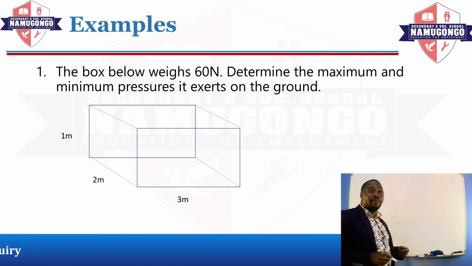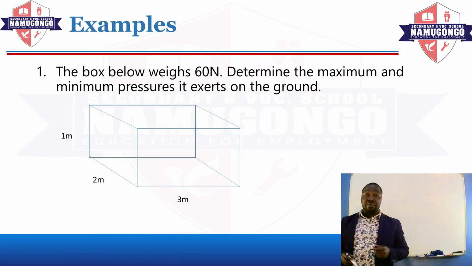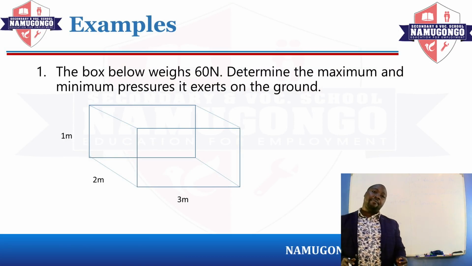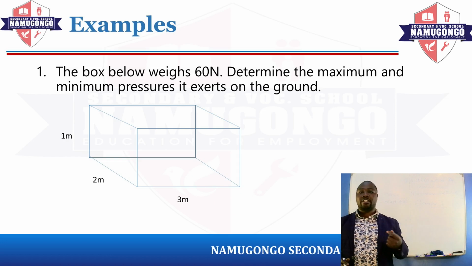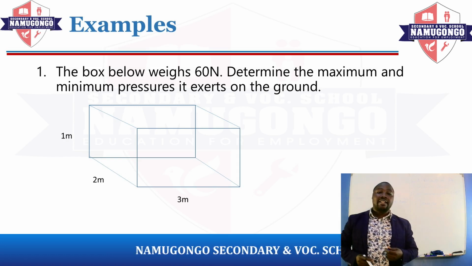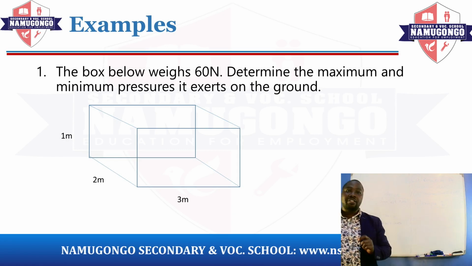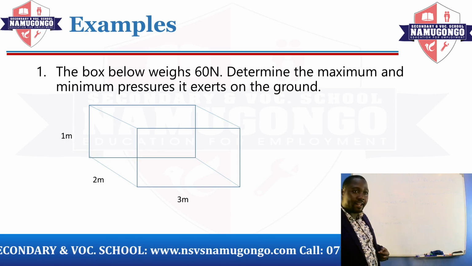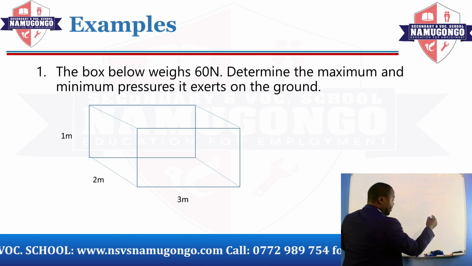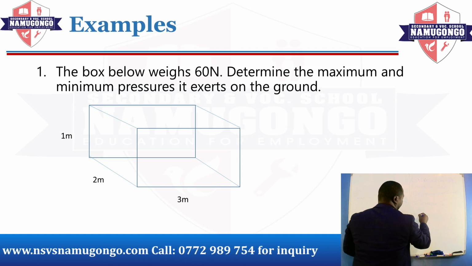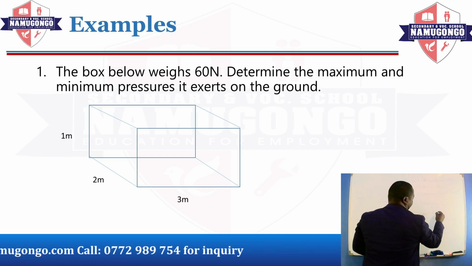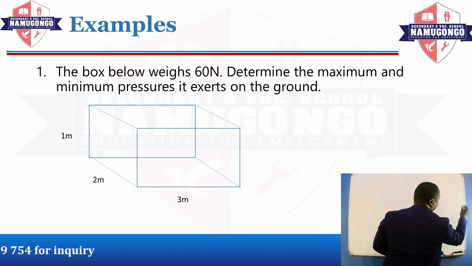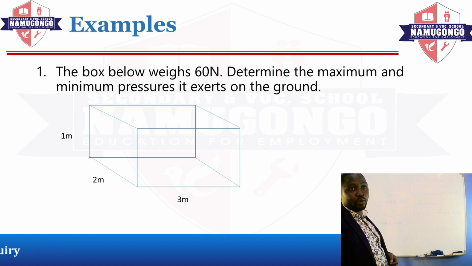In this example, we have a box. This box can be a brick, can be anything. But they are saying that the box weighs 60 newtons, and they're telling us to determine the maximum and the minimum pressure it exerts on the ground. As a physics student in this class, they have given us the weight of the box. The weight can be the same as the force, which is 60 newtons, as stated in the question.